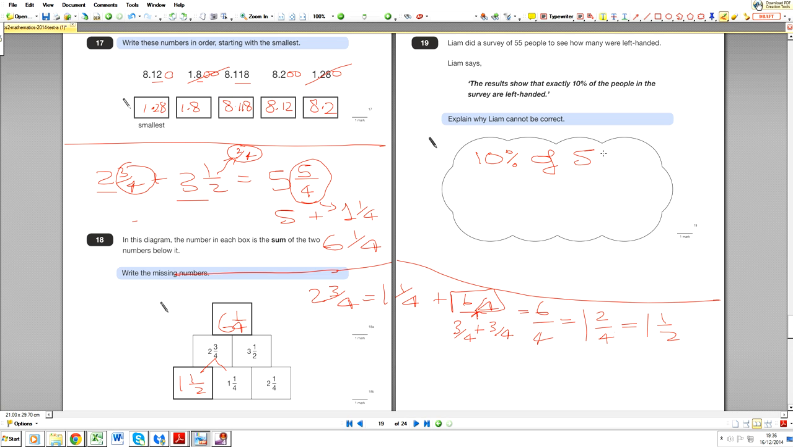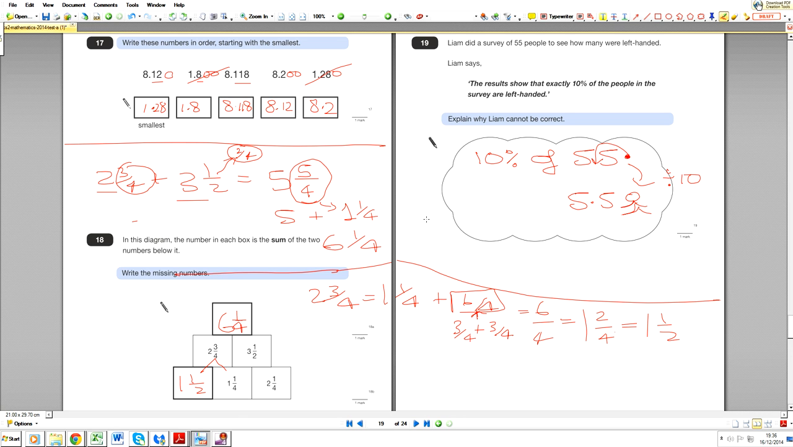Okay, put your hand up if you know how to work out 10% of 55. Mr. Mushab. Divide it by 10. That's right. Let's do that. 55 divided by 10. We take the decimal point, which is at the end of the number, and move it back by 1 place. So that gives us 5.5. Hang on a second. 5.5 people. That is the reason why Liam can't be correct, because you can't have half a person. So explain why Liam cannot be correct.